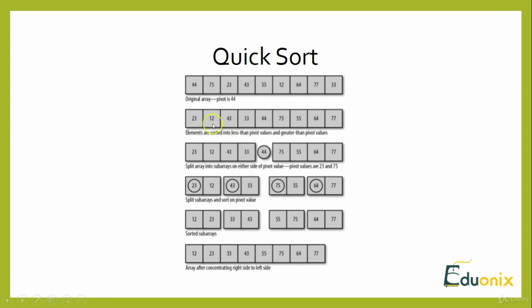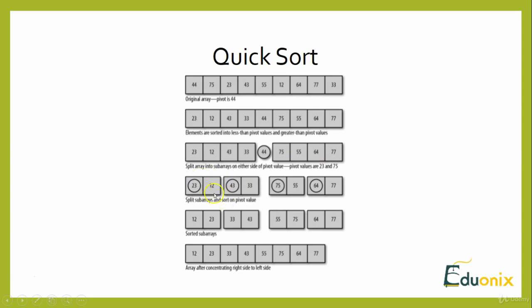So here you can easily see 23, 12, 43, 33 are the elements which are less than the pivot element, whereas 75, 55, 64 and 77 are greater than the pivot element. This 44 element will be considered as a middle element because here you can clearly see that it has two distinguished sublists, one which is less than 44, another one which is greater than 44. It splits into sub-arrays on either side of the pivot, say 23 and 75. So in this way it splits.